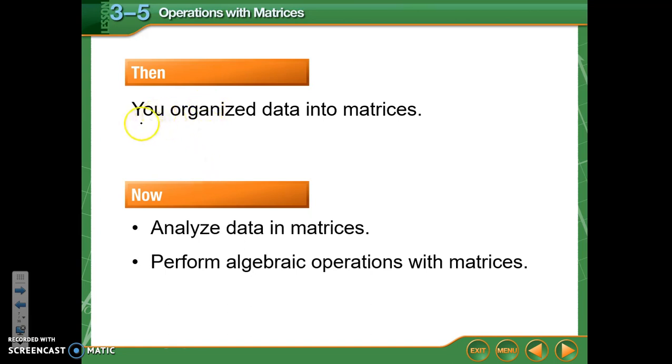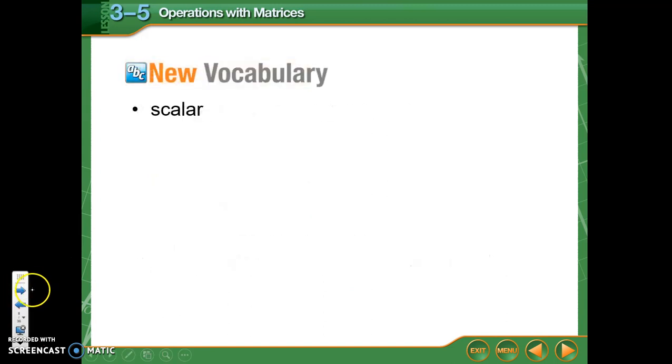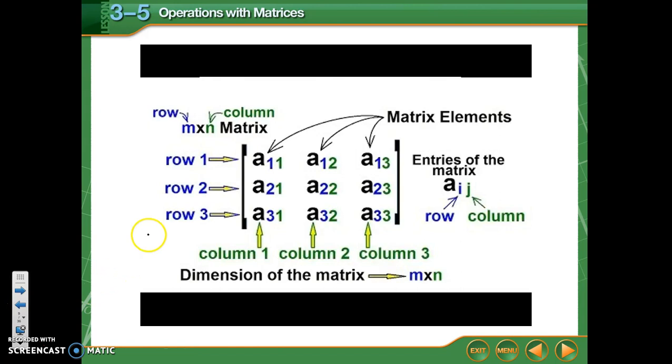So if you'll think back to Algebra 1, we talked a little bit about matrices then. Today we're going to talk about how we look at data that's in matrices, and we're going to talk about some operations we can perform with matrices. But before we do that, I will come back to the vocabulary a little bit later. Let's remind ourselves what a matrix is. A matrix is a rectangular array of numbers.